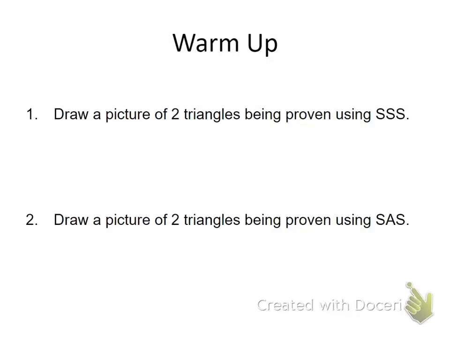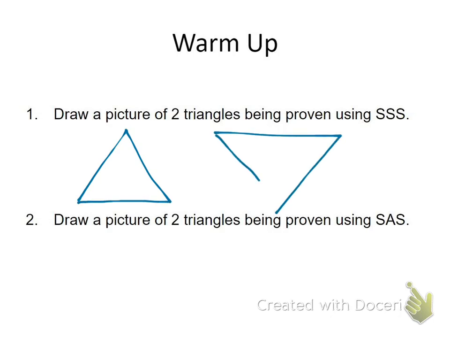Alright, so this is section 5.3. The first warm-up says draw a picture of two triangles being proven using side, side, side. So you can draw the triangles however you'd like. Let's say these are, I'm going to make it a little tricky. Side, side, side. Let's mark these two sides, these two, and these two. Okay, so this would be side. Those two sides match up. Those two do, and these do. Questions on number 1?